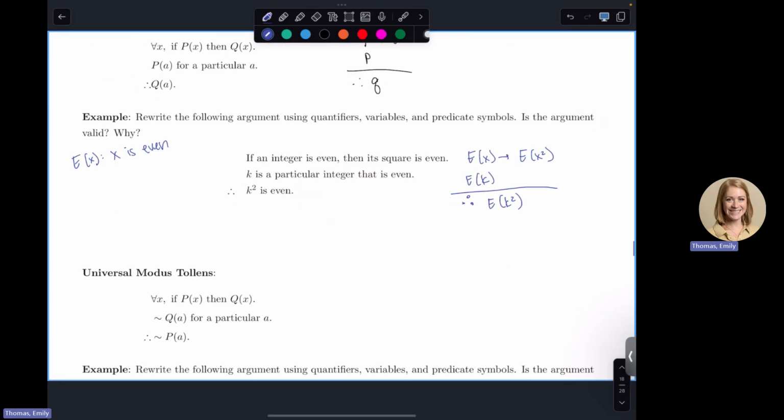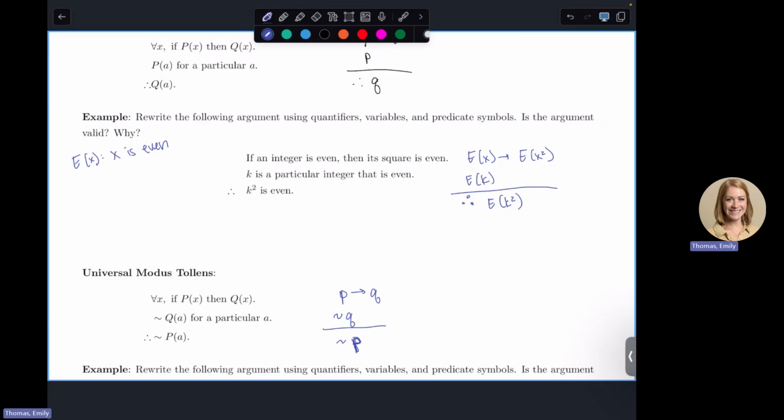You also have modus tollens. So if we have for all x, if p of x, then q of x, generally speaking, and then not q of a for some particular a, then not p of a. So again, this looks like this, modus tollens. P implies q, it's using the contrapositive. So p implies q and not q, therefore not p. That's because the contrapositive is equivalent to the conditional.